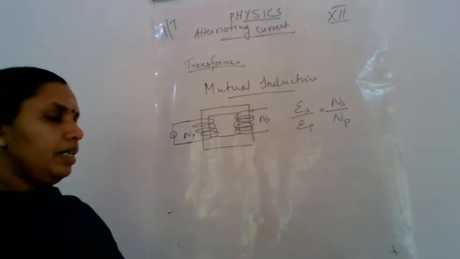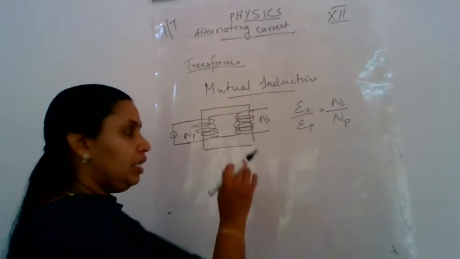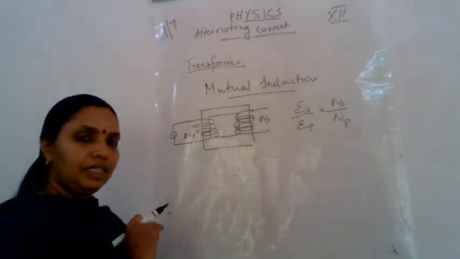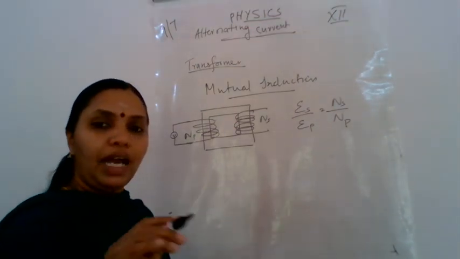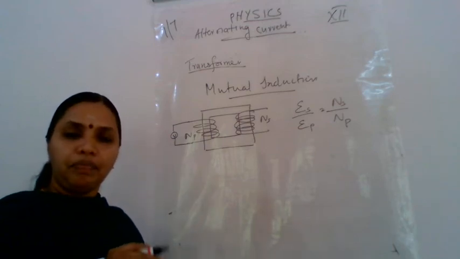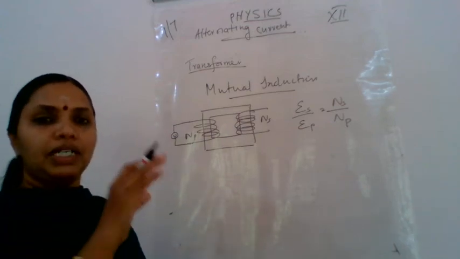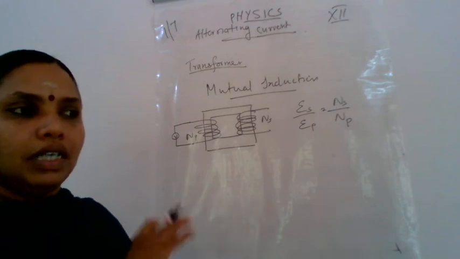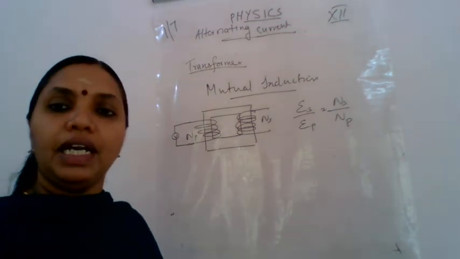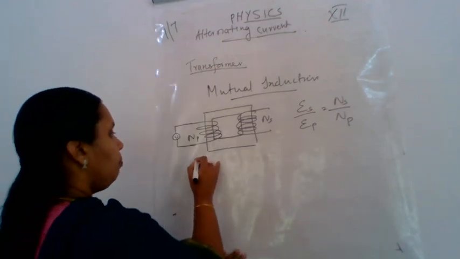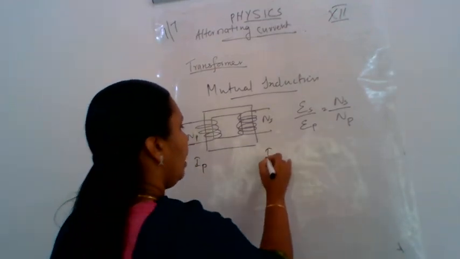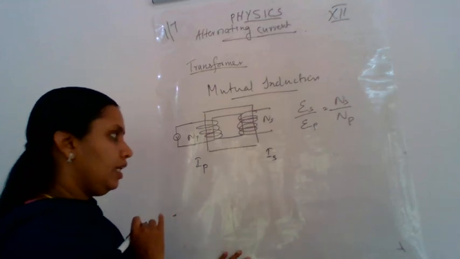Current in the primary and the secondary. So here the transformer is an ideal transformer. What is it? The output power and input power will be the same. No energy loss. So what is the power in the primary, or in the input region? The same power we will be getting as the output power. So we can take IP as the current in the primary and IS as the current in the secondary.